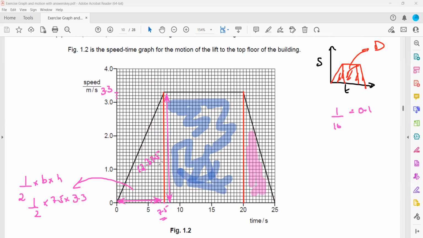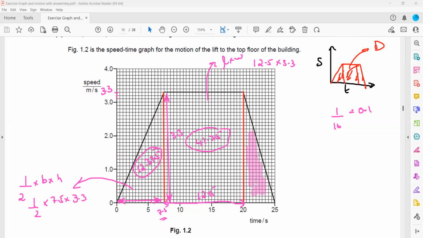But this is the area of the first triangle. We have to calculate the total area. Now we'll calculate the area of this second part. How to calculate the area of a rectangle? It will be length times width. What about the length? It is starting from 7.5 and ending at 20, so the total length will be 20 minus 7.5, which is 12.5. And what about the height of this? The height is the same, 3.3. So to get the area, it will be 12.5 multiplied by 3.3, which equals 41.25. So 41.25 is the area of this part.